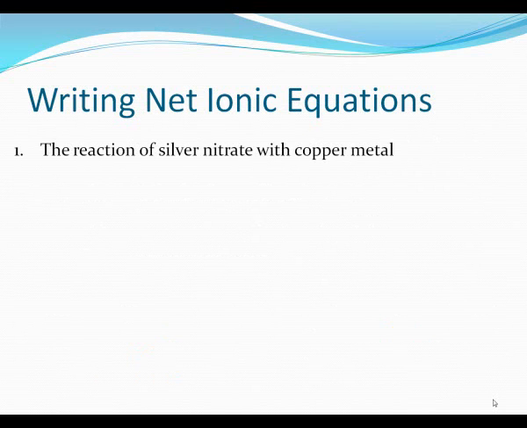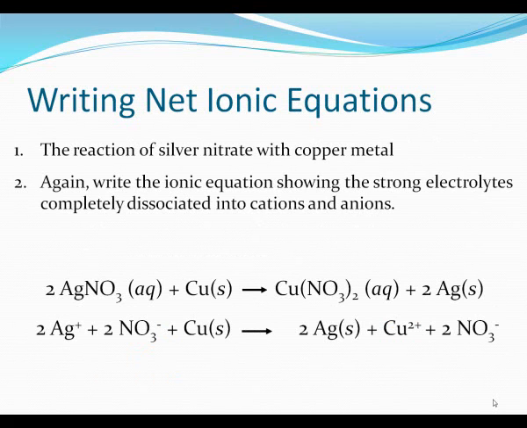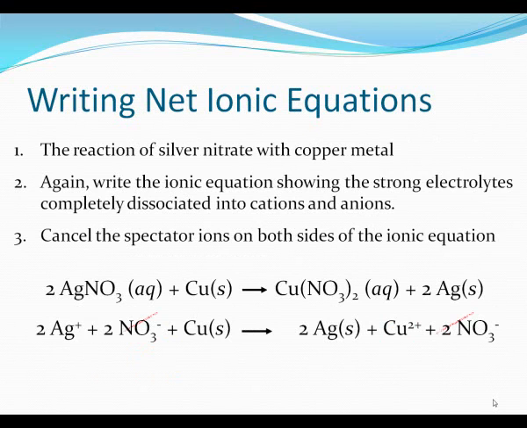A third example would be the reaction, say, of silver nitrate with copper metal in a classic replacement reaction. The silver nitrate reacts with the copper to produce copper nitrate and silver. Write out your ionic equation, cancel the spectator ions, and our net ionic equation is 2Ag+ plus the copper, making the two silvers and the copper 2+.